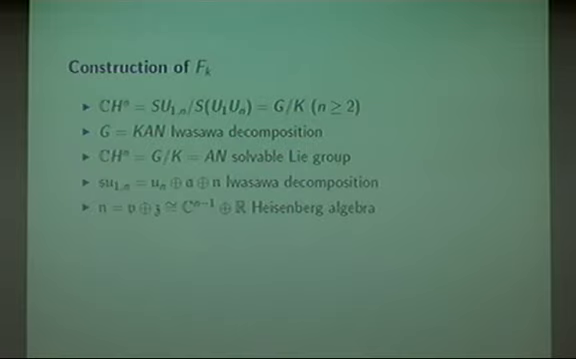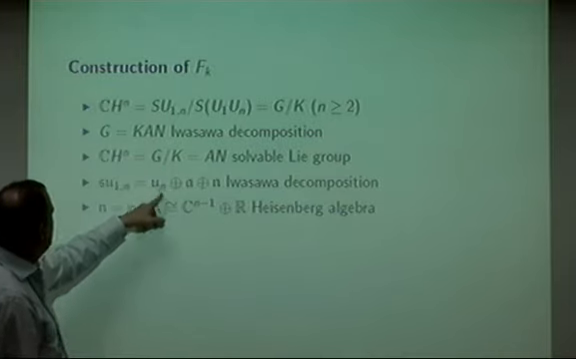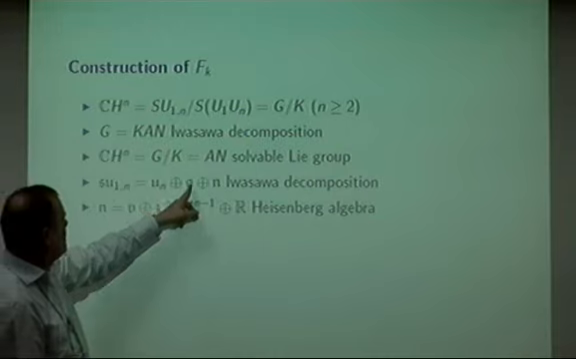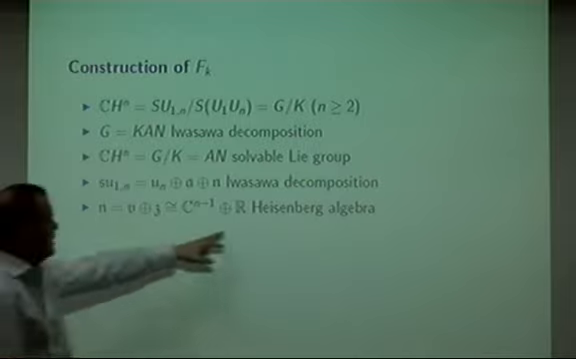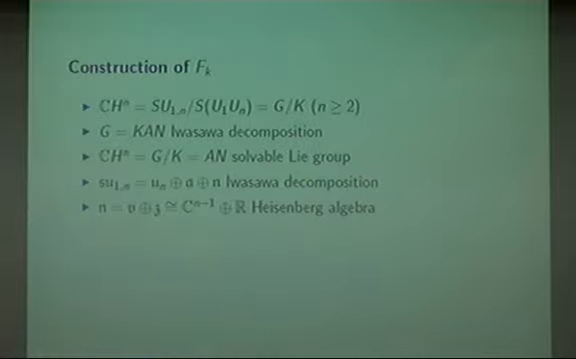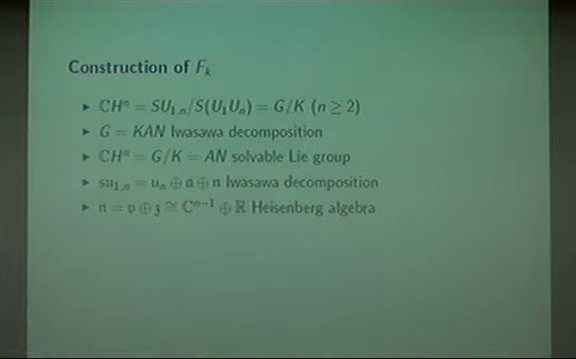Now, from the group, of course, what one does is one linearizes. So from the group we go to the algebra. On the Lie algebra level, we get this Iwasawa decomposition that just corresponds to this. Here we get the unitary algebra plus A, a one-dimensional abelian algebra, and N. And this N happens to be a Heisenberg algebra. It has a one-dimensional center, and the orthogonal complement is a complex vector space of the corresponding dimension.